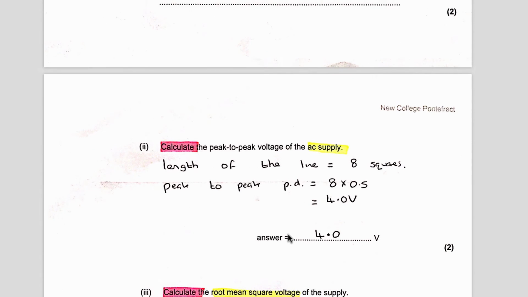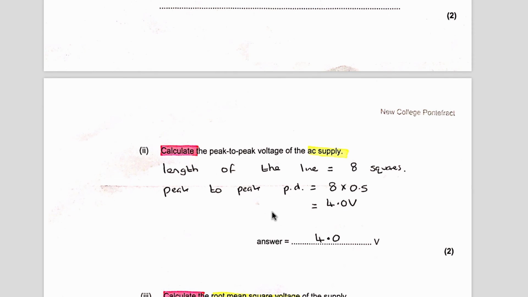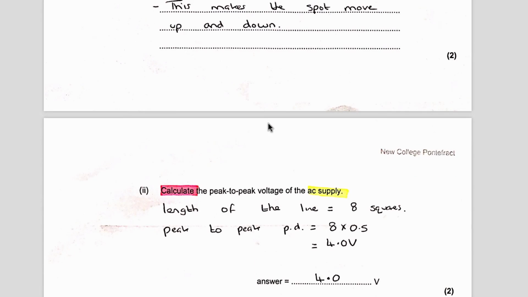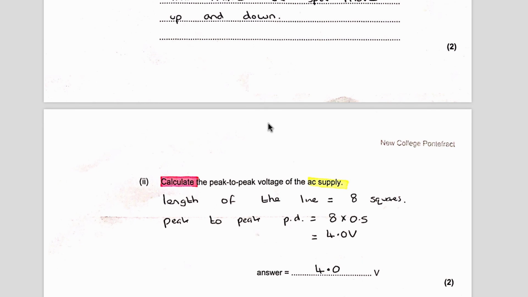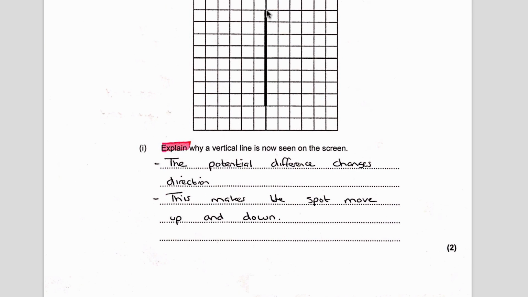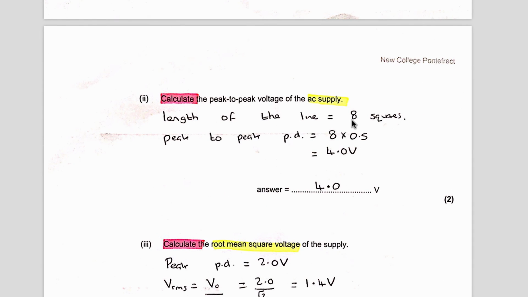We're then asked to calculate the peak-to-peak voltage of this AC supply. So again, we'll go back up here. What we can see is that the actual length of the line is 4 squares there, 4 squares there. So the length of the line altogether is 8 squares. And it's the same oscilloscope. We've not changed any of the settings. So if it's 8 squares from the bottom to the top, then the peak-to-peak potential difference, which is the potential difference from the very bottom value here to the very top value up here, is 8. Every square is worth 0.5 volts. We've got 8 squares, so the peak-to-peak potential difference is just 4 volts.